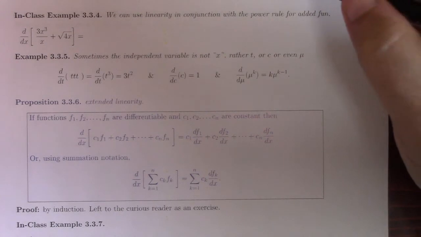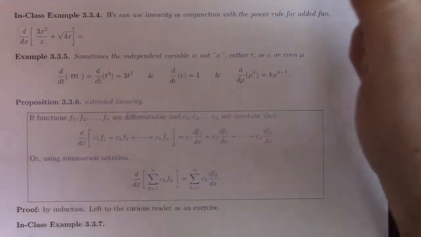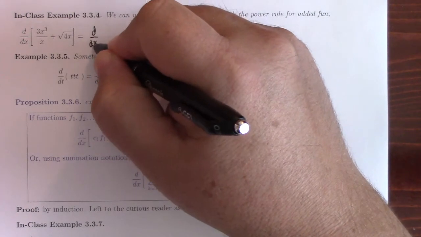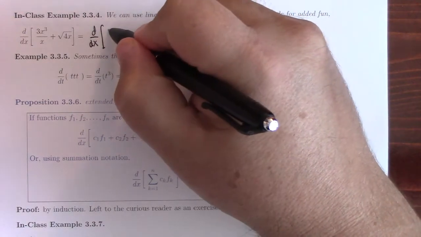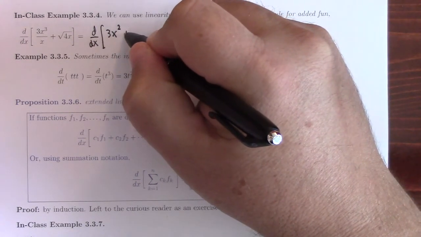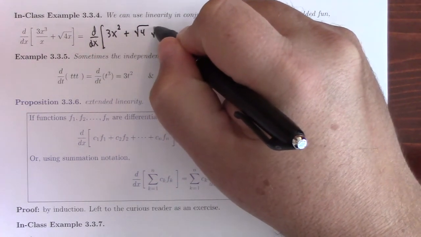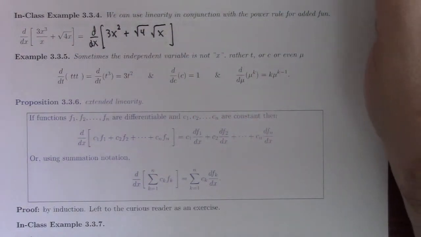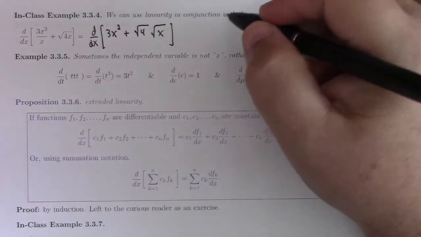You can use linearity in conjunction with the power rule for added fun. So d/dx, alright, so we're looking here at 3x squared plus the square root of 4 times the square root of x. See, because of the property of the square root. And x cubed over x is x squared, yeah.